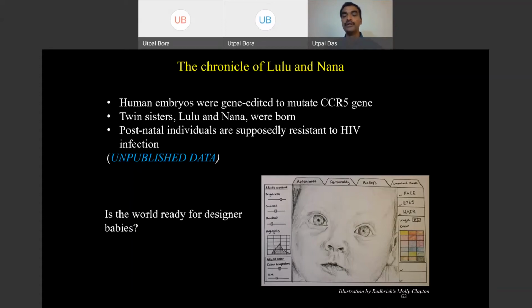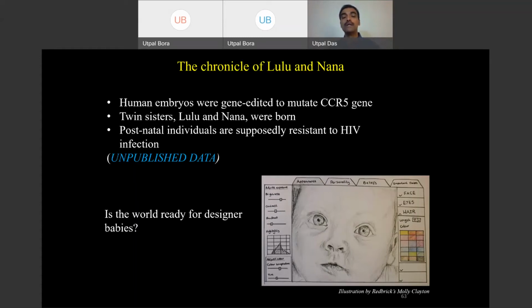Okay, fine, good. But that was, first of all, not published data, he just mentioned it in the conference. And second, nobody knows what the actual experiment was, or what the actual goal was. That brought a lot of controversies across the world. Is it really essential to change that CCR5 gene to inhibit HIV infection? No one knows. And no one knows where Lulu and Nana are now. So we do not really know what's happening.